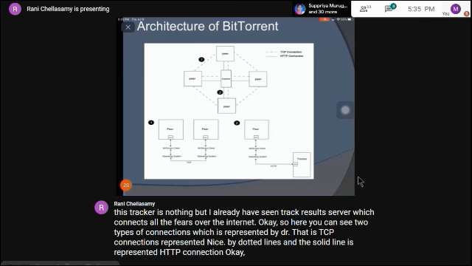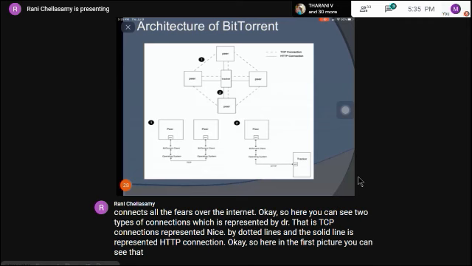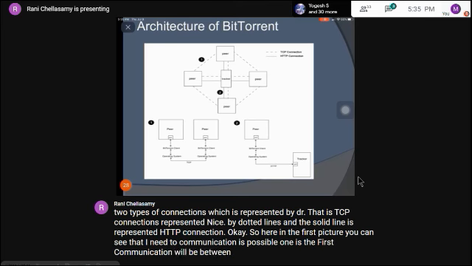Okay, so here in the first picture you can see there are 2 communications possible. The first communication will be from one peer to another peer.